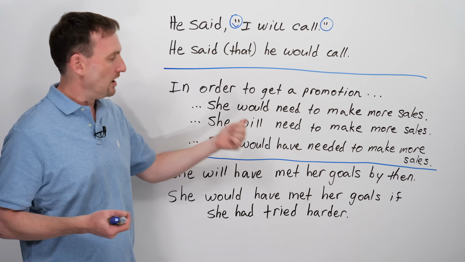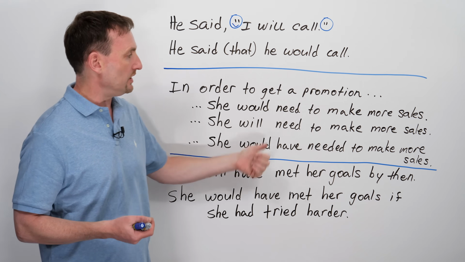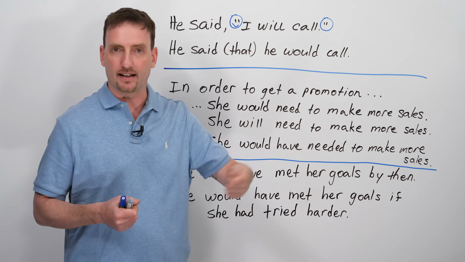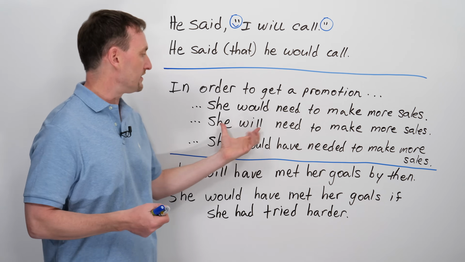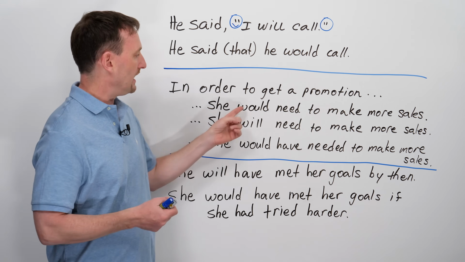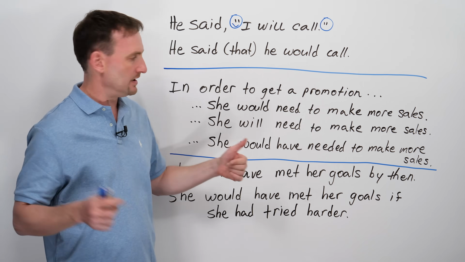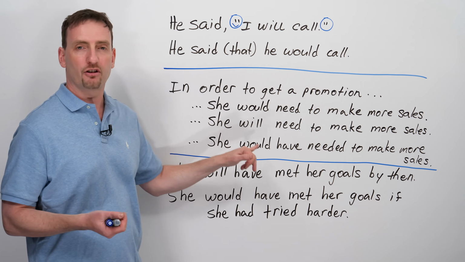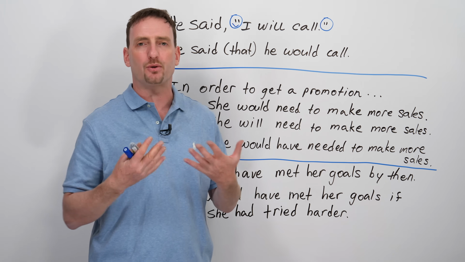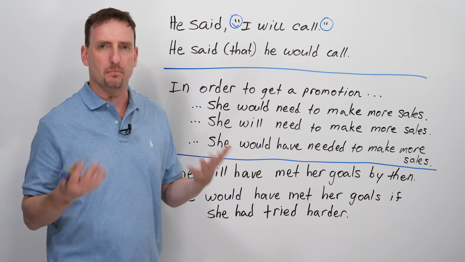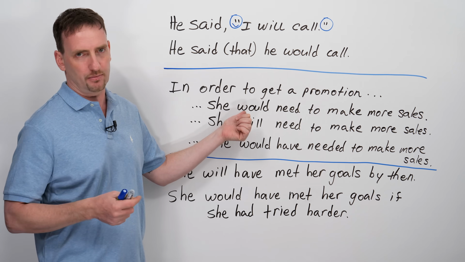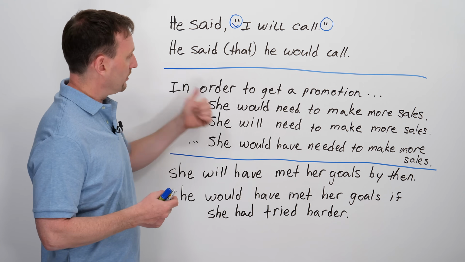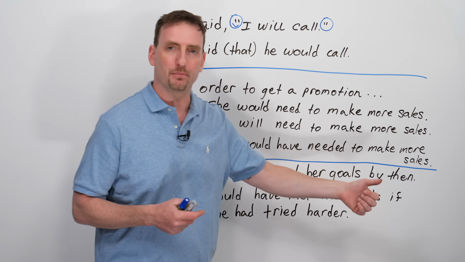And I'm using would. On the other hand, if I say she will need to make more sales, it means she has another six months. If she works really hard, she can get these sales and she can get her promotion. So this is a real possibility. Unreal possibility, she has no chance. Real possibility, she has a very good chance of doing it. And again, both are correct, but you have to pay attention to what somebody means when they say this. Here, I know she's not getting the promotion. Here, I think she can get the promotion. Then, in order to get a promotion, she would have needed to make more sales.